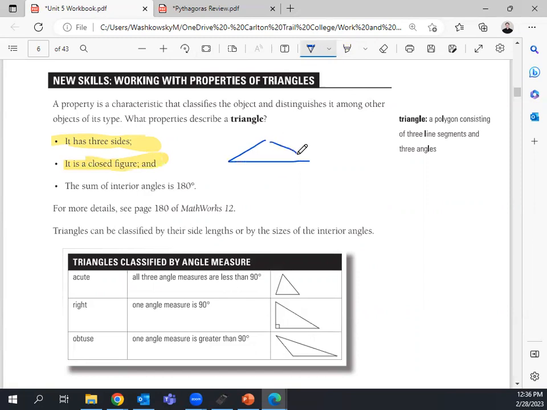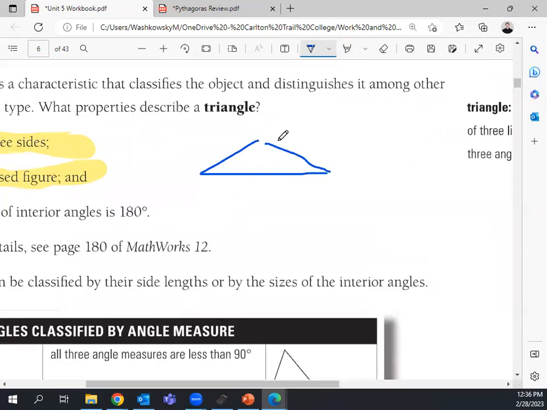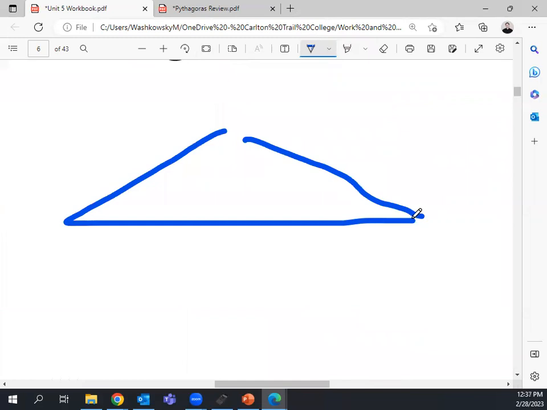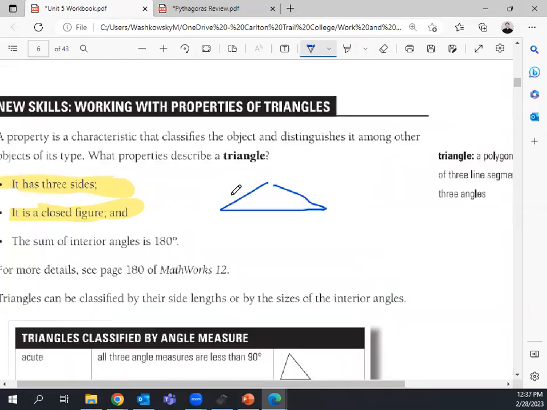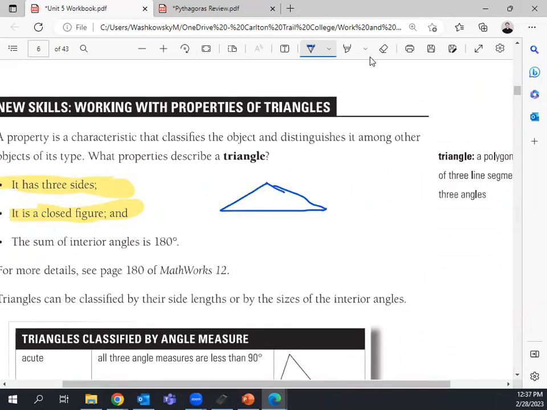This is an example. This is not an example of a closed figure, right? This has three sides, but there's a little gap there, right? This is not a closed figure. A closed figure would be completely sealed.